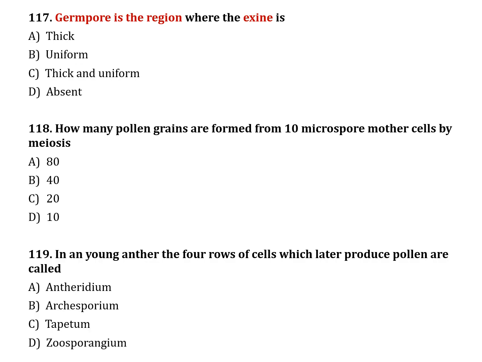The next question, number 117. Germ pore is the region where the exine is option A, thick. Option B, uniform. Option C, thick and uniform. Option D, absent. Correct answer is option D, absent.